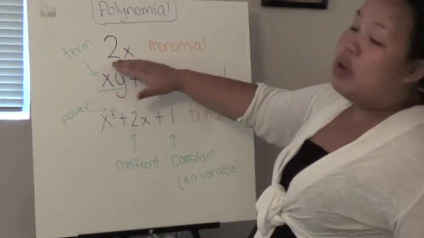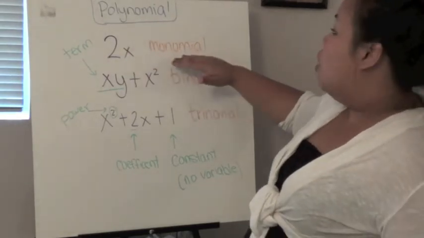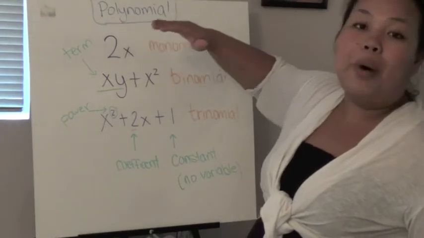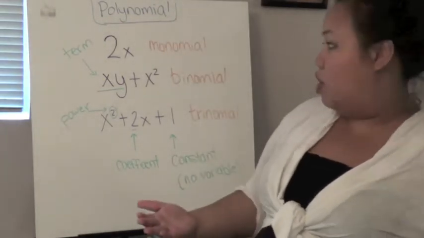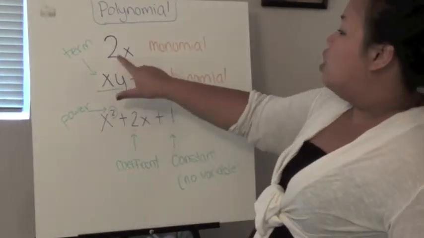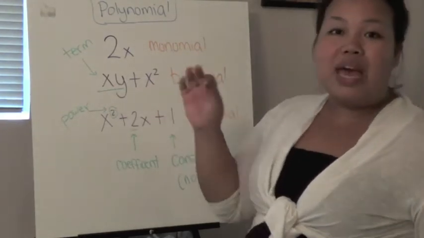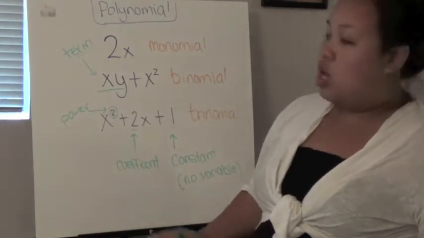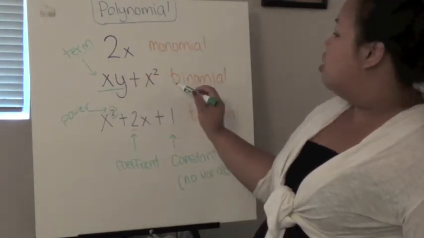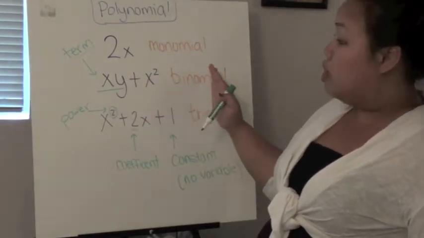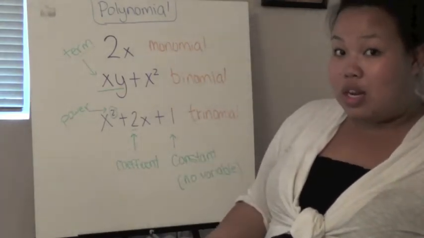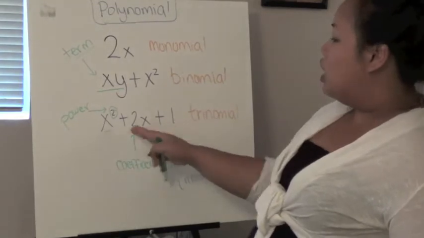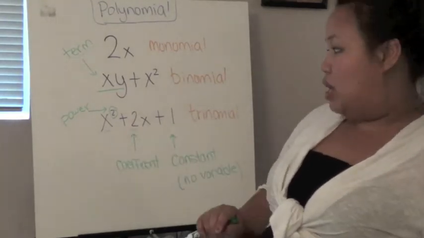So this would be a monomial, 2x. When we put more than one monomial together, we get what is called a polynomial, which is multiple monomials. Each one of these monomials that's put together by addition or subtraction is called a term. So 2 terms is called a binomial. 3 terms would then mean a trinomial. So this has 3 terms all connected together by a plus or minus.